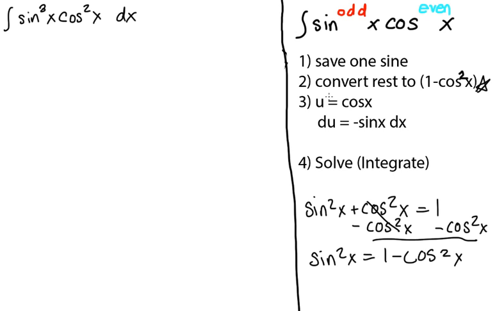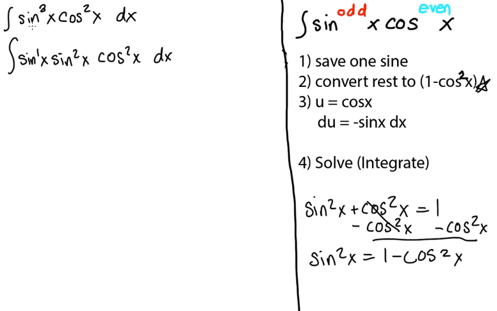Then, step 3, we're going to set u to be cosine x and du to be negative sine x dx. And then we'll just integrate it. So let's look at this example right here. Sine is raised to 3, which is an odd number, and cosine is raised to 2, which is even. So let's go through these steps. So first, we're going to save one sine, and then all we'll have left is sine squared.